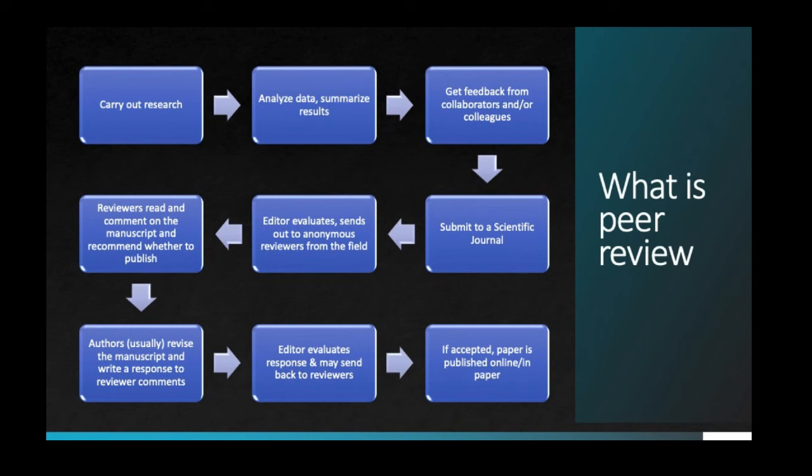So once you submit the paper, the editor evaluates it and decides if it's appropriate for the journal. And if he or she thinks it is, they send it out for anonymous review, usually from 2 or 3 scientists who also work in the field. After another few weeks, the comments come back from the reviewers.